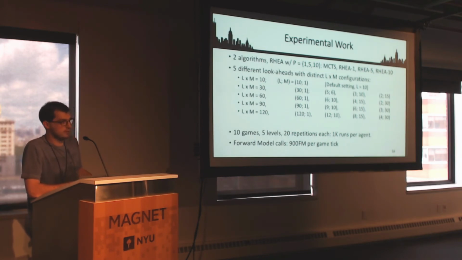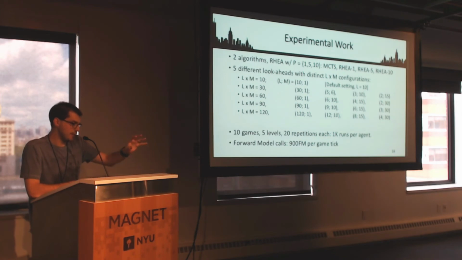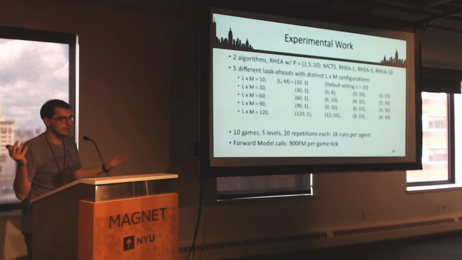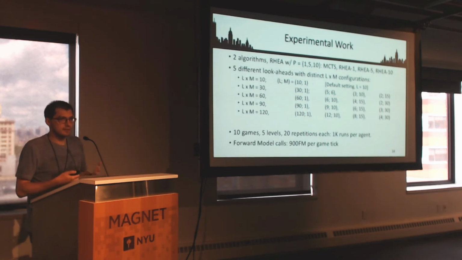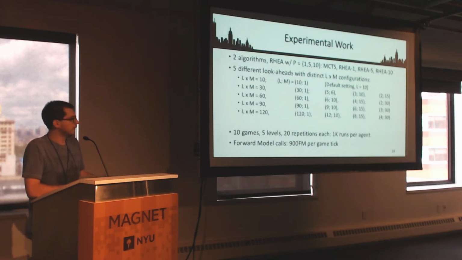5 levels, 20 repetitions each. So essentially, every agent is playing 1,000 games. Again, we use the trick to limit the number of forward model calls. We don't want to specifically wait for 40 milliseconds, because that gives us the flexibility of not having to use the same machine for all the experiments, so we can use a cluster and run many more experiments. And again, 900 forward model calls is an average that is more or less at the same level as the 40 milliseconds that every algorithm uses.